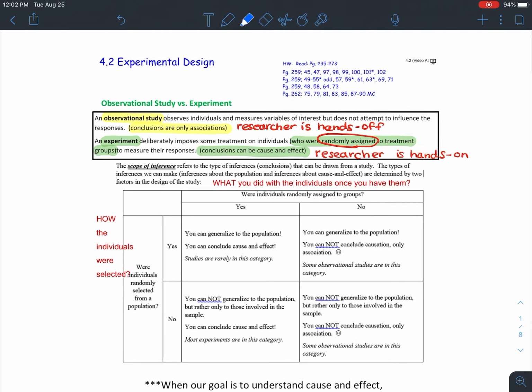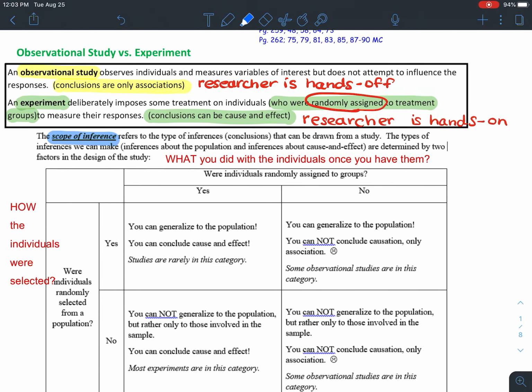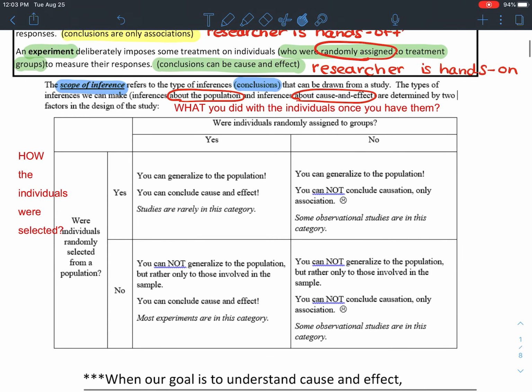So the type of conclusion that you can draw at the end of a study, whether it's an observational study or an experiment, is what we refer to as a scope of inference, okay? This is referring to what conclusion you can draw from your study. Basically, the types of inferences you can make are one of two things: it's either about the population or it's about cause and effect. Okay, and there are really two factors in the design of your study that allow you to decide which of those conclusions you can draw.